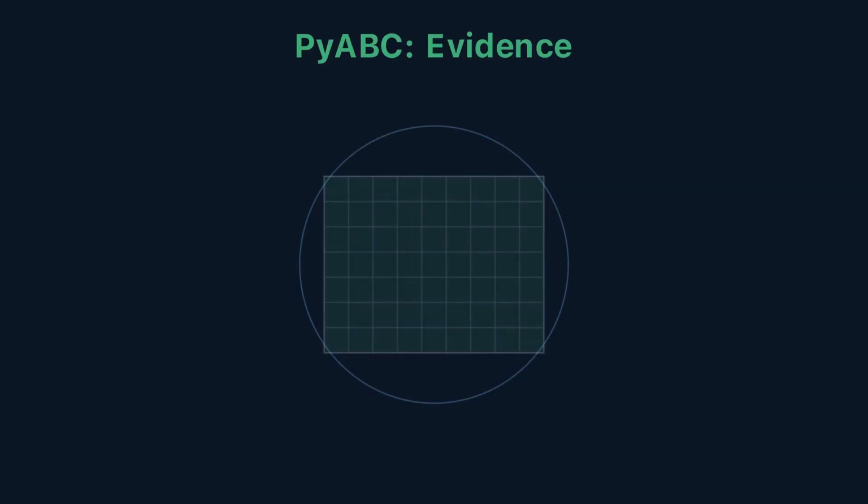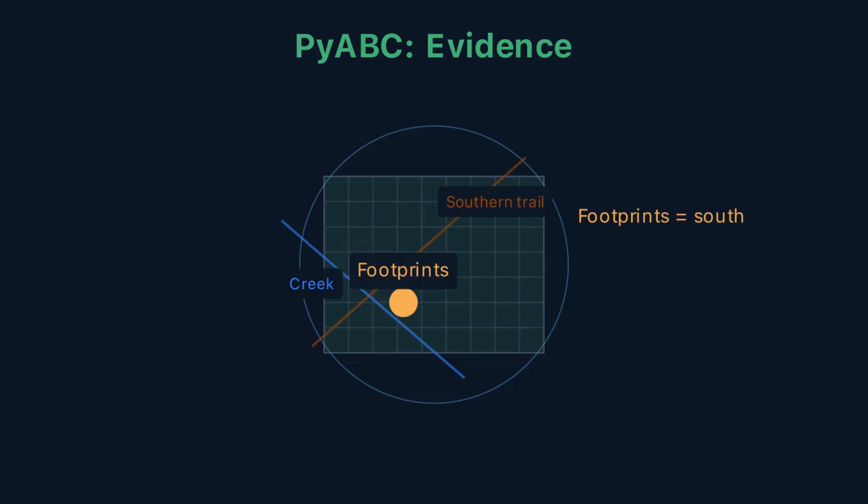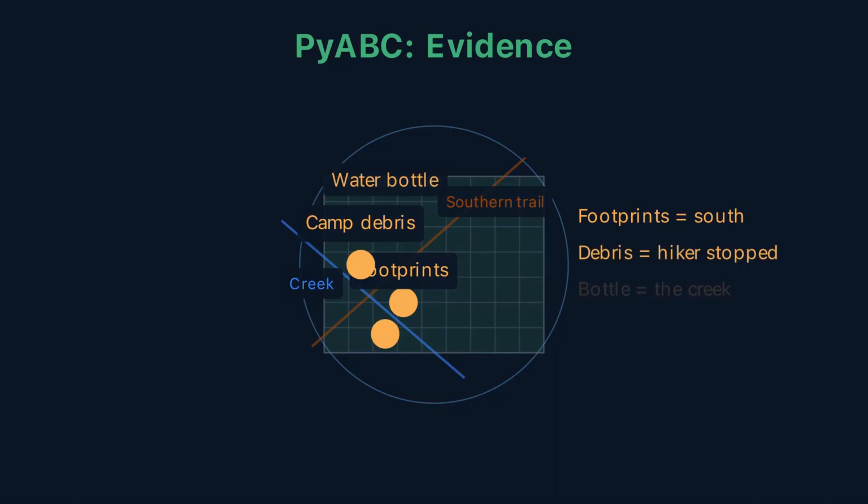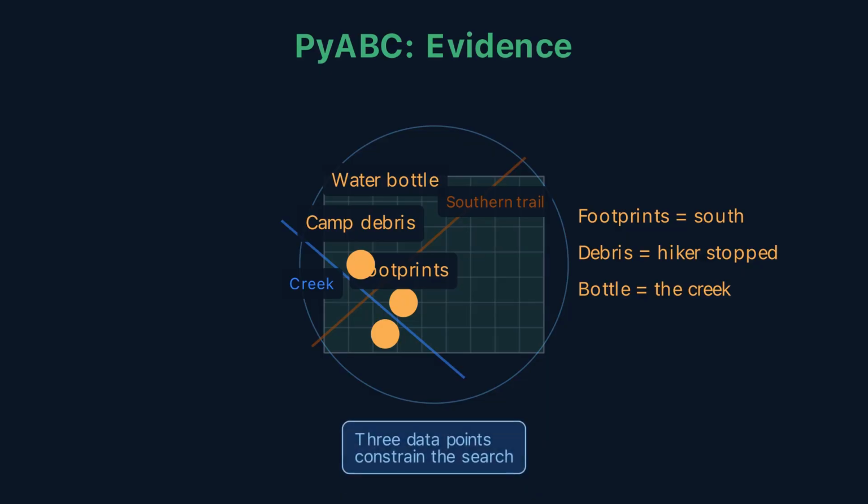The first field team radios in, fresh footprints near the southern trail junction. A second team finds camp debris, a torn rain jacket caught on a branch. A third team discovers a discarded water bottle by the creek in the western valley. 3 pieces of evidence, 3 data points. Each one constrains the search.